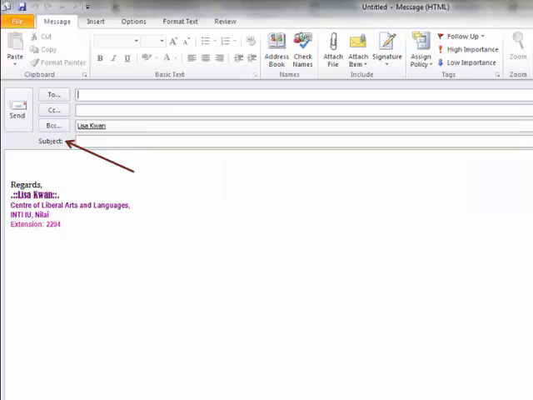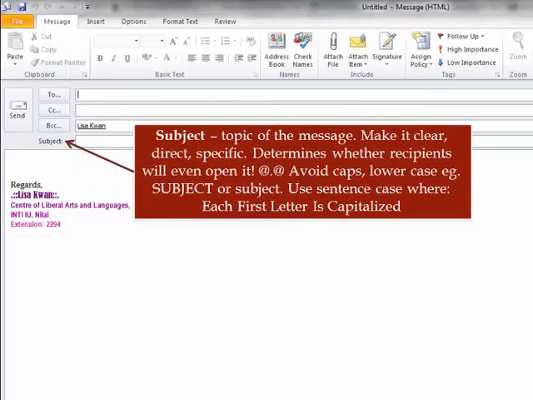So moving on, you have the subject. Now this is really important. What do you write in the subject field? Well, of course, you write the topic of the message. Now, it's important to make your subject clear, direct, and specific. Why? Because if it's not clear, direct, or specific, your recipient or the person you're sending the email to may not even open it. So it's really important to be clear. It's really important to be specific.